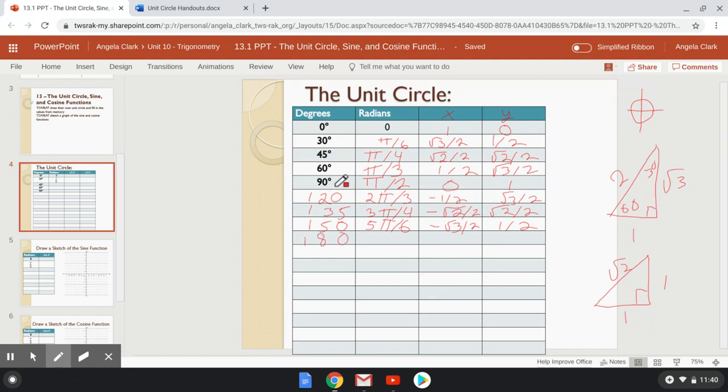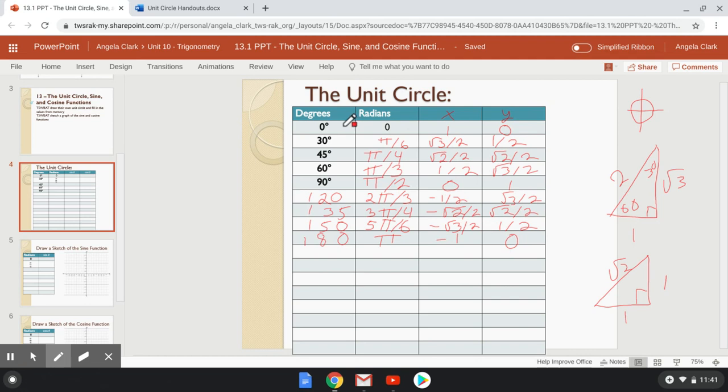180. So this corresponds with our 90-degree angle, or it's over here on our unit circle. So that's going to be pi. Remember, that was the definition of radians, that pi is 180 degrees. So this is just going to be pi. And then over here, x is negative 1. So we're just going to read that off of the circle. So x is negative 1, and y is 0.